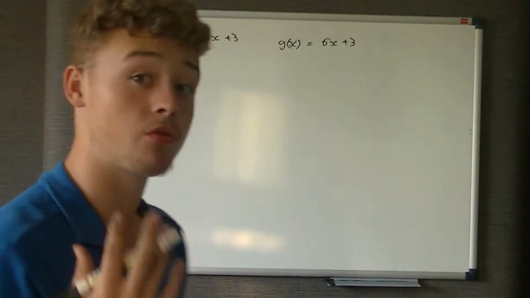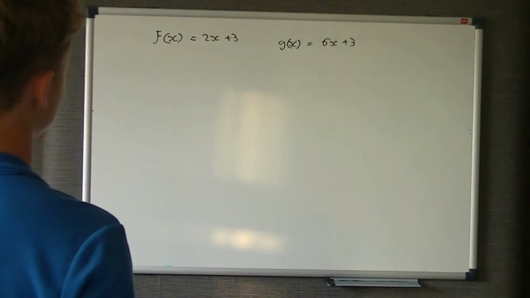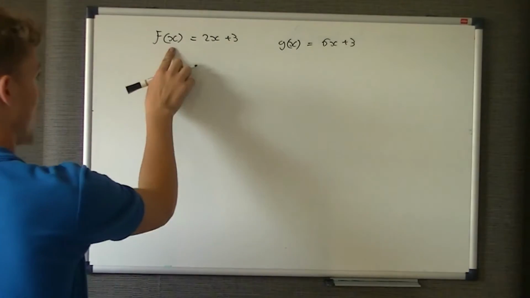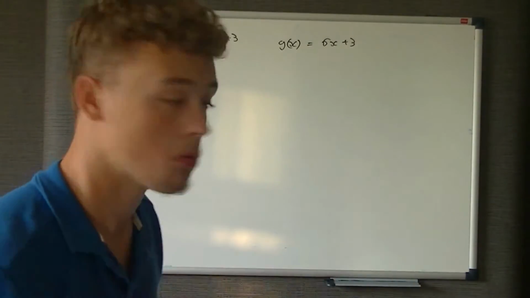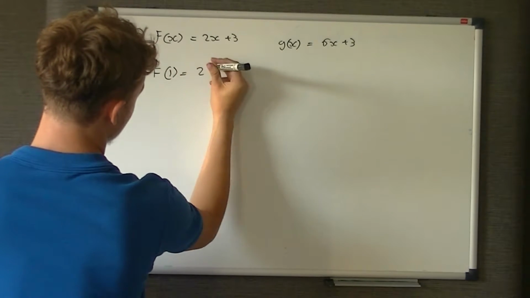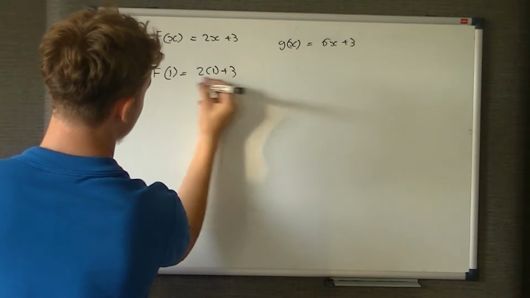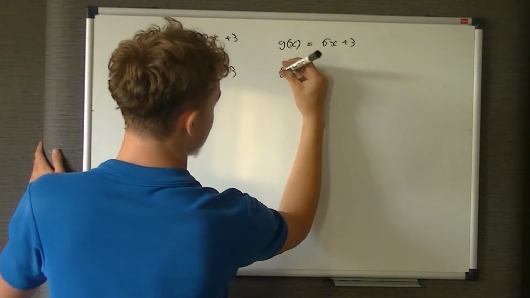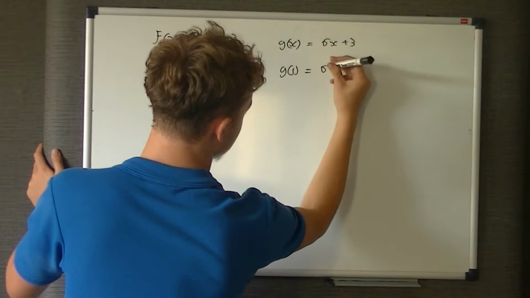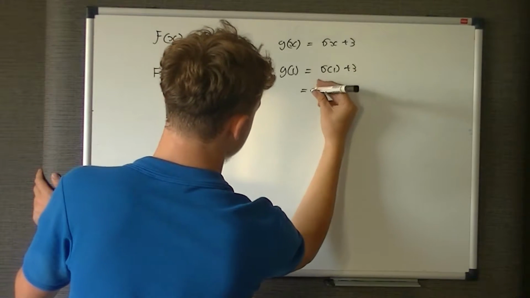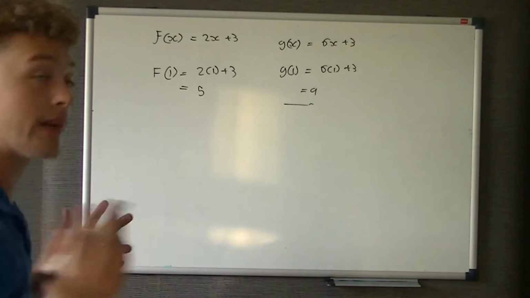Now these are two different functions. And what I'm going to say now is a bit like polynomials. Simple stuff really. What this x means is we put a value into x. So f of 1 would be 2 times 1 plus 3, which is 2 plus 3, which gets you 5. Do the same for g: g of 1 equals 6 times 1 plus 3, and 6 plus 3 is 9. So g of 1 equals 9, f of 1 equals 5.